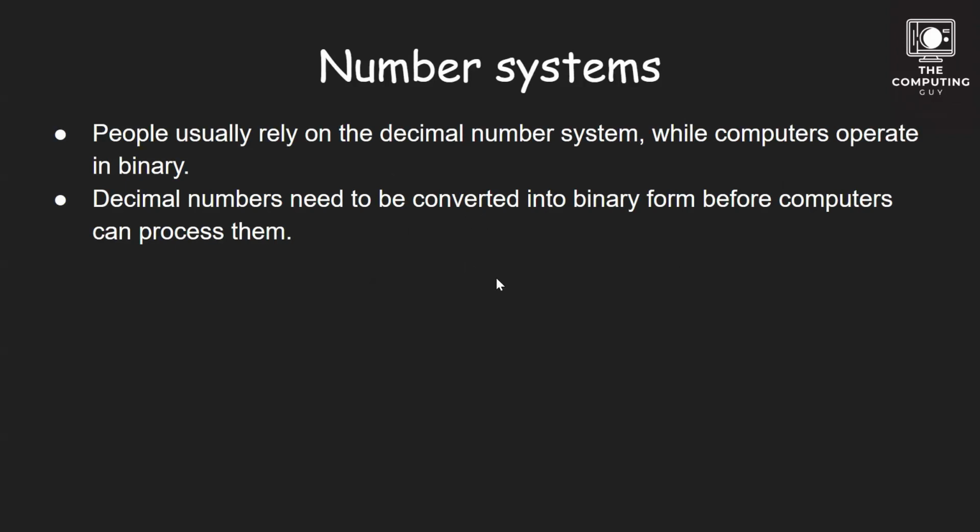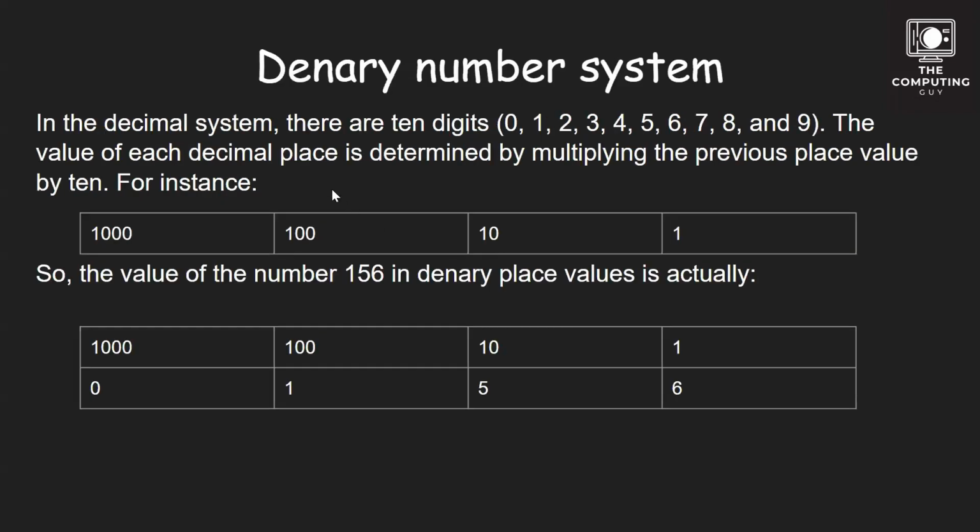But before we can do that, we need to understand how the decimal number system works, and you're probably quite familiar with it. In a decimal number system, there are 10 digits, 0 through to 9, and the value of each decimal place is determined by multiplying the previous place value by 10. As you probably learned in school, you had the units, the tens, the hundreds, and the thousands column. This is exactly what we use when we're trying to gauge what we're doing with our denary numbers.